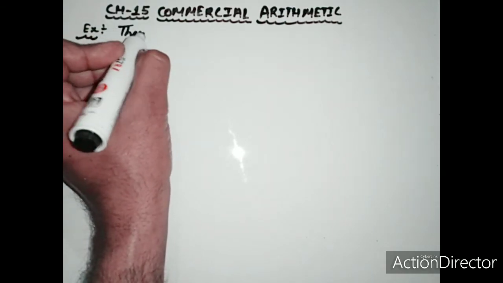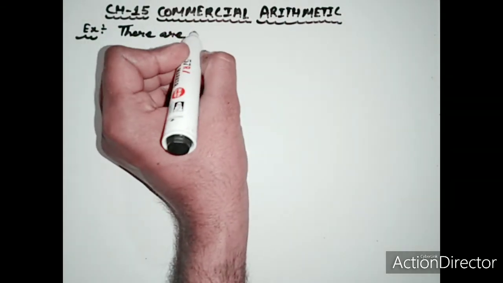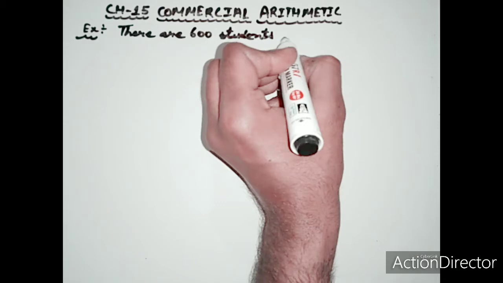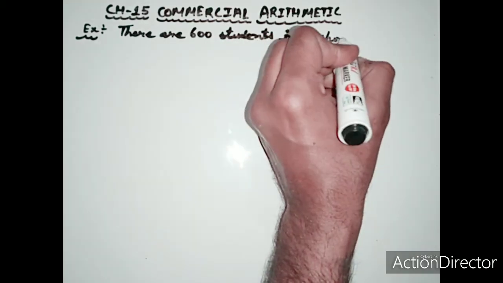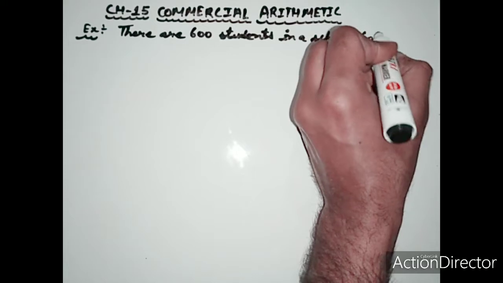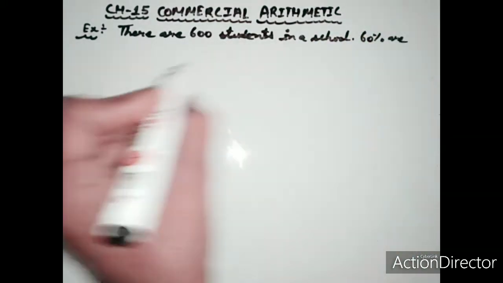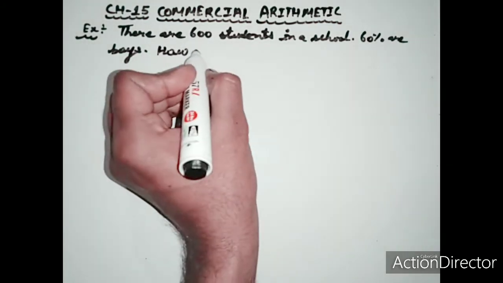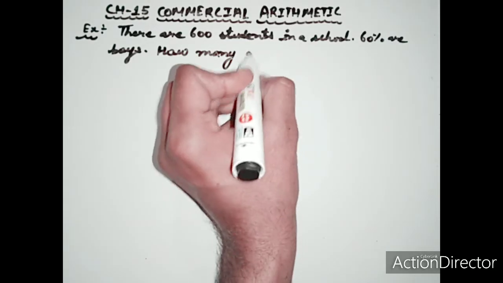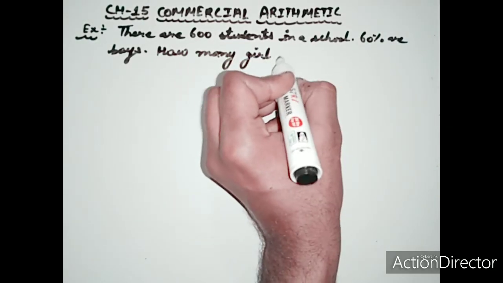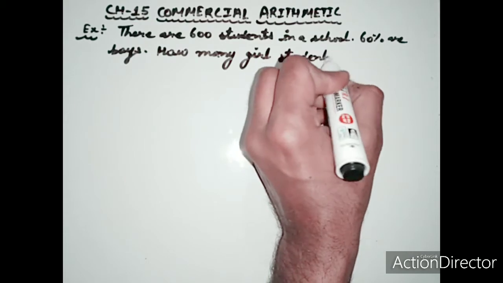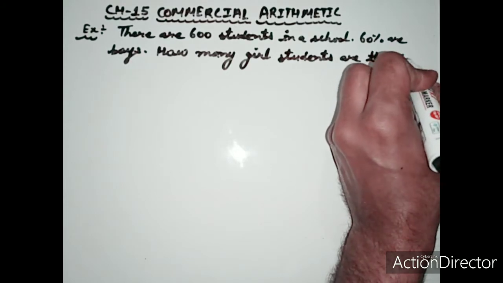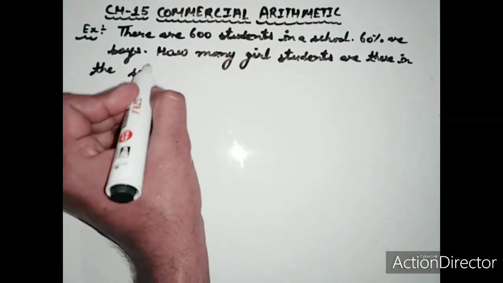There are 600 students in a school. 60% are boys. How many girl students are there in this school?